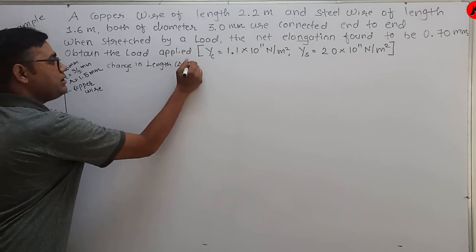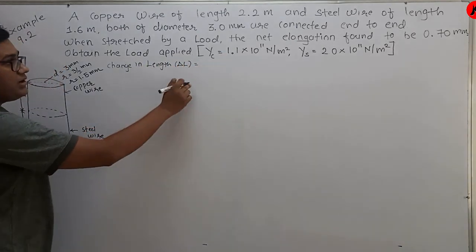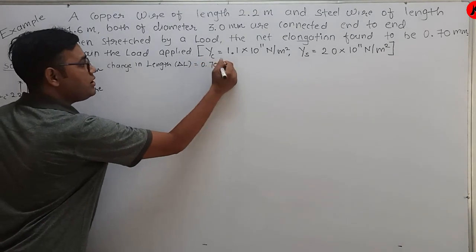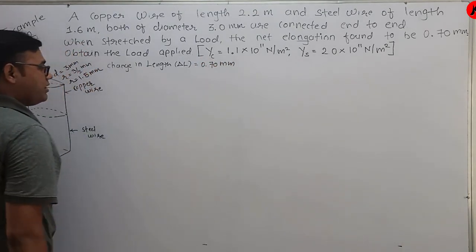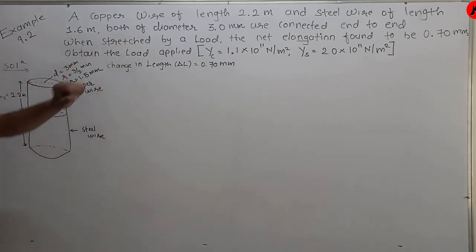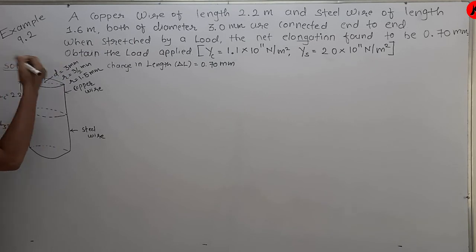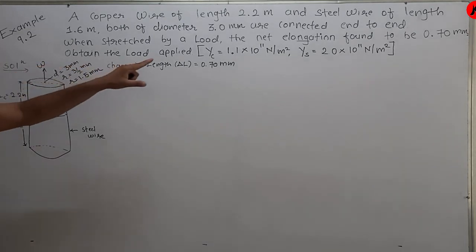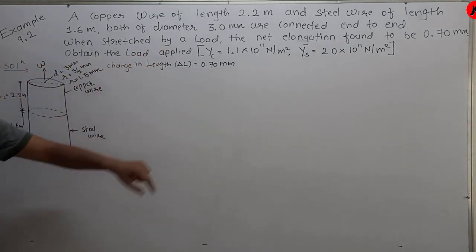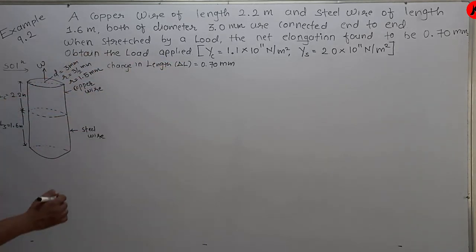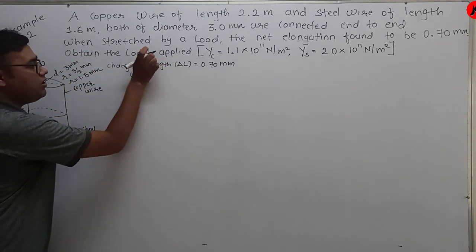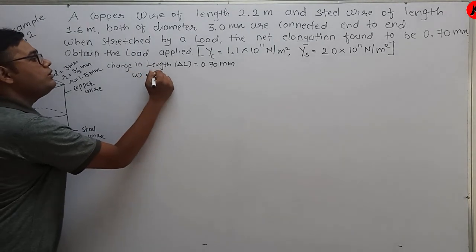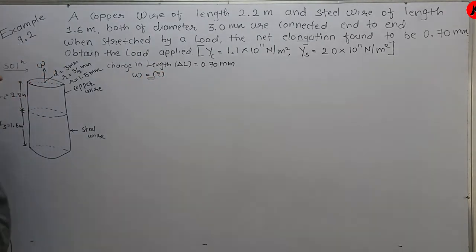Delta L is given, delta L is 0.70 mm, right? When stretched by a load, meaning if we have stretched by applying the force, or you can say applying the load, we can define it by symbol W. The net elongation is 0.70 mm, obtain the load applied. So what we need to calculate? The value of W here we need to calculate, right?